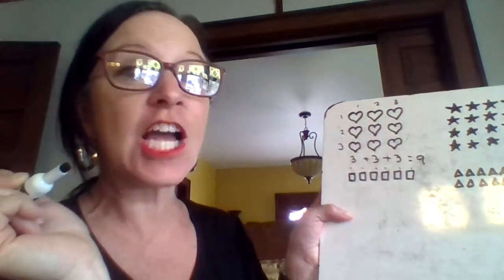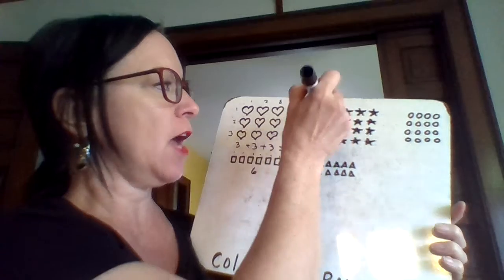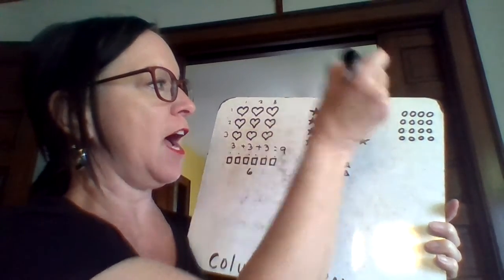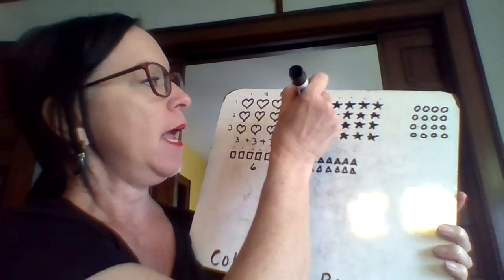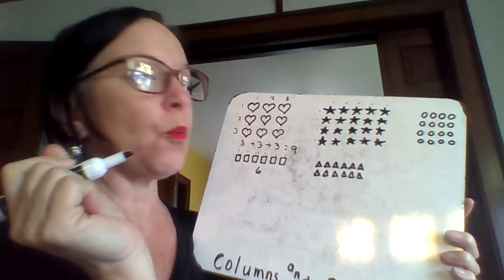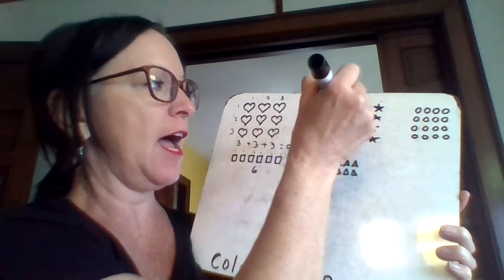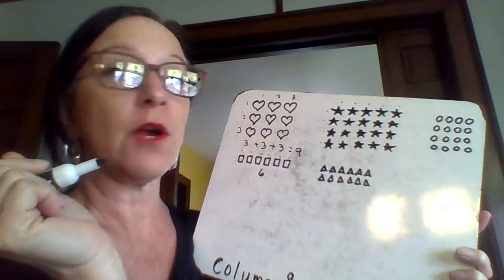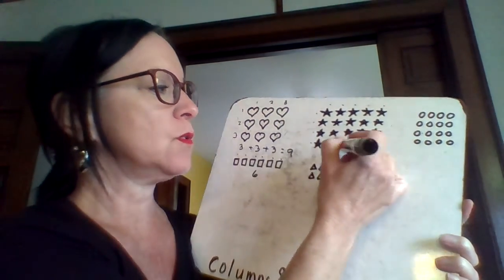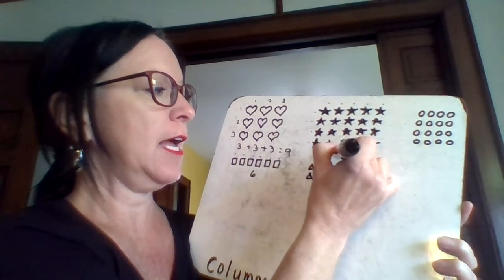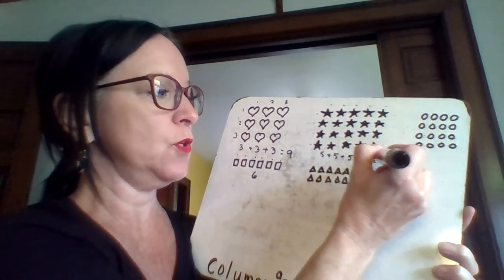3, 6, 9. All right, now look, I have 1, 2, 3, 4, 5, 6 columns, but I only have 1 row. So I just have 6. That's it. All right, come over here. I've got 1, 2, 3, 4, 5 columns, and 1, 2, 3, 4 rows. So 5 plus 5 plus 5 plus 5, which equals 20.